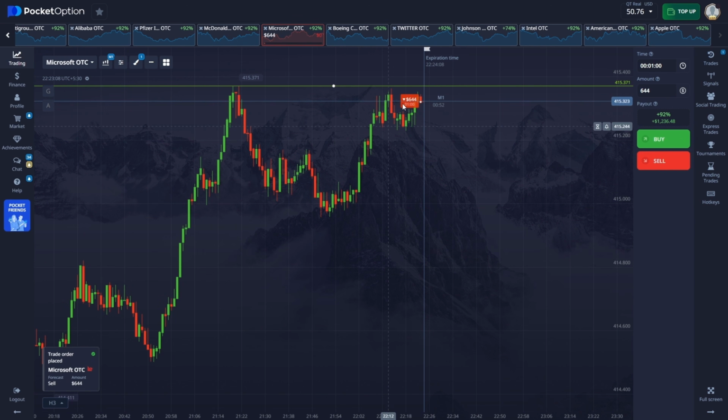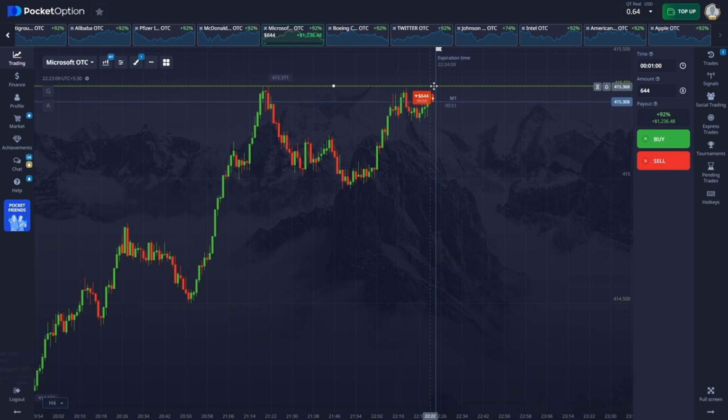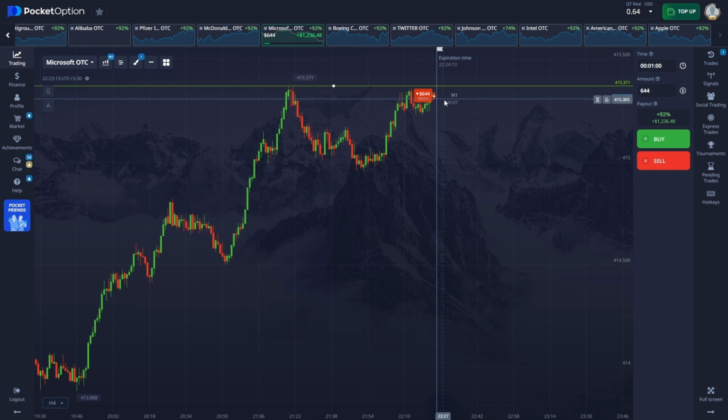On Microsoft OTC, we have a trade for the downside move. I placed the trade for the downside move on Microsoft OTC from the level. I got in a little bit lower, but that's okay. The candle should form a good red candle.